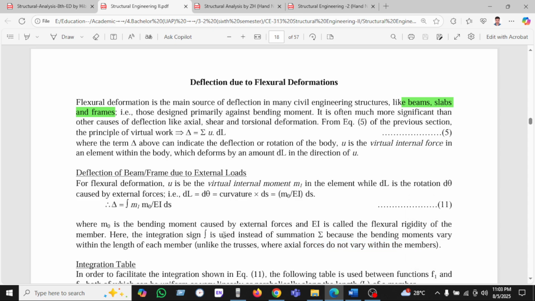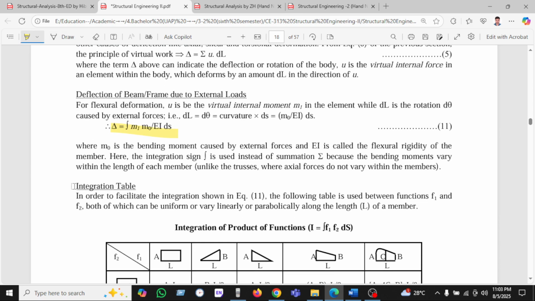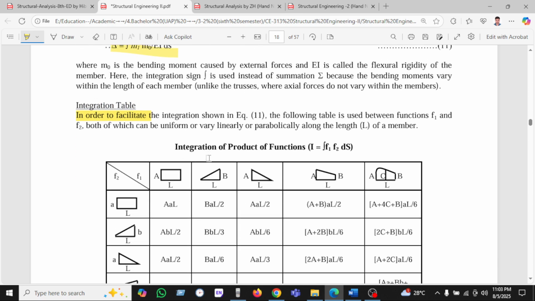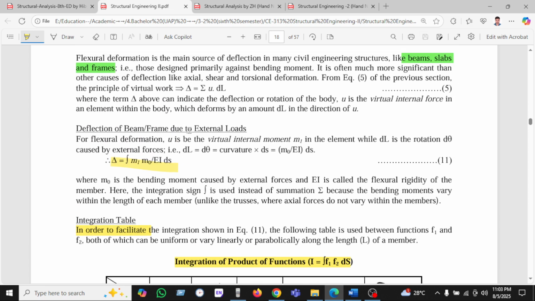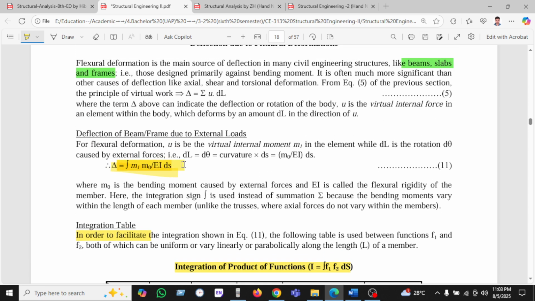Okay, so we can solve this problem using this formula, or we can use the integral table. So this is the integral table, the integration of the product of functions f1 f2 ds. In this lecture I will just cover using this formula to solve this question.